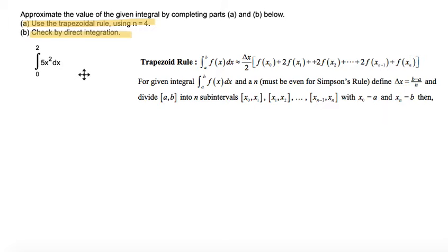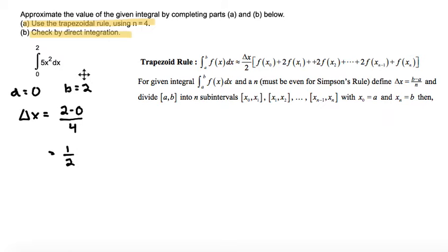So we can first notice that in our problem, our a is equal to 0, our b is equal to 2, and we can find our delta x using the formula that delta x is equal to b minus a, which would be 2 minus 0, over n, which is 4. So that makes 2 minus 0 is 2, over 4 is 1/2. So our delta x is going to be 1/2.